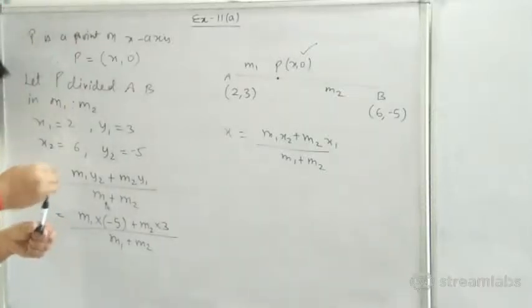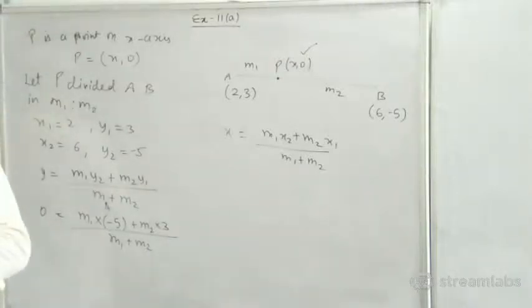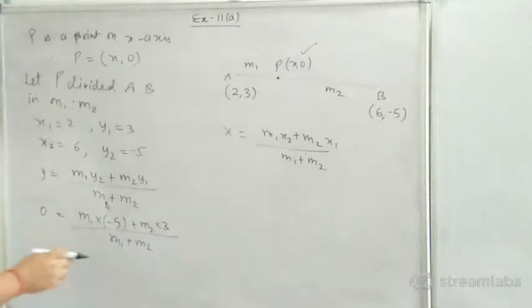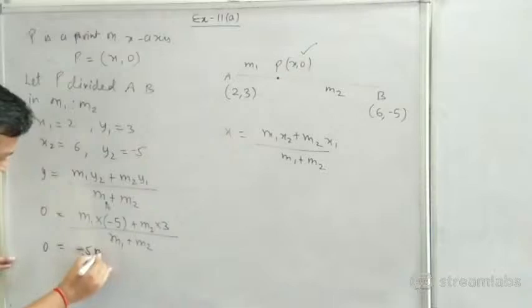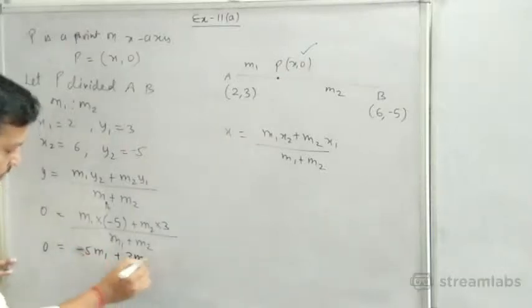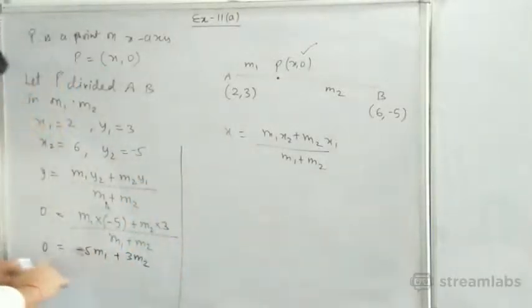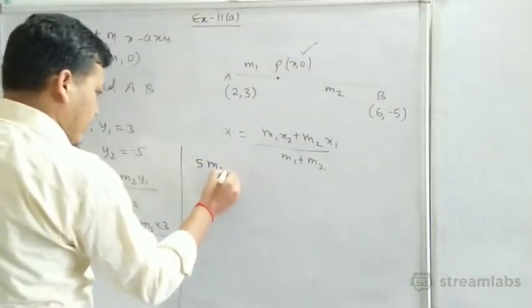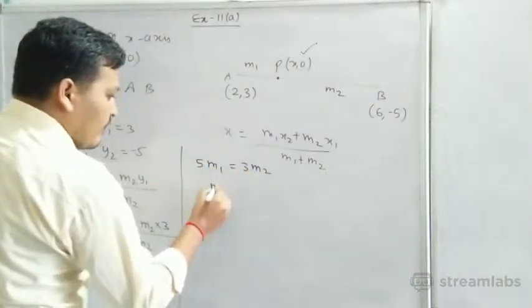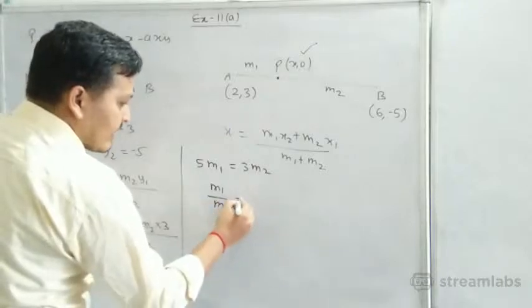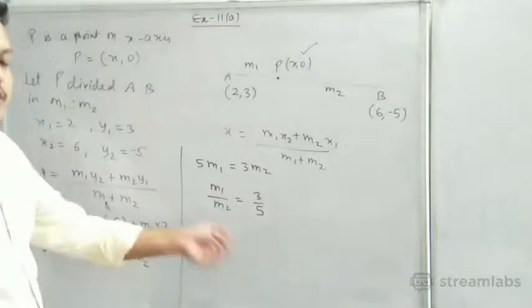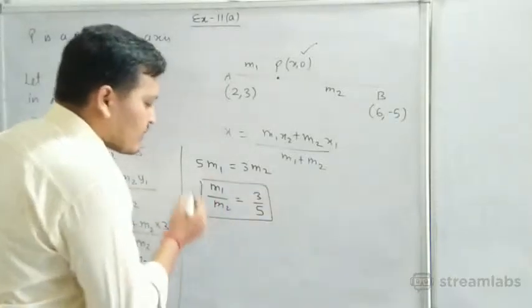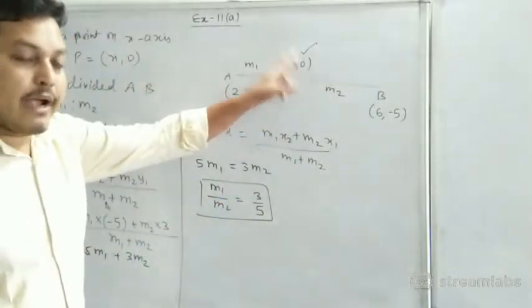So it becomes 0 is equal to minus 5 m1 plus 3 m2. On solving this, taking this part to the left hand side, 5 m1 is equal to 3 m2. We need the ratio m1 upon m2, which is equal to 3 upon 5. This is one answer of this question. But the question has one more part: find the value of x.